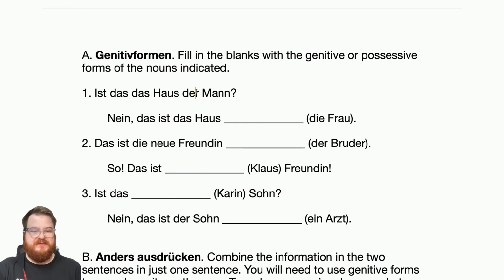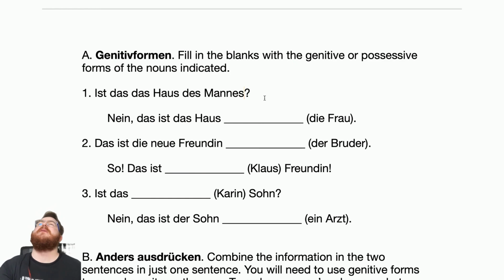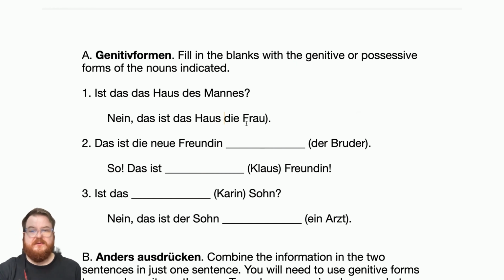Okay, so, ist das das Haus des Mannes? Yeah, this is one of those ones where you have to add an E. This is what I was talking about earlier. Mans doesn't sound right. Mannes. It needs an ES. Ist das Haus des Mannes? And then this person says, nein, das ist das Haus der Frau. Okay? Haus der Frau. Haus des Mannes.